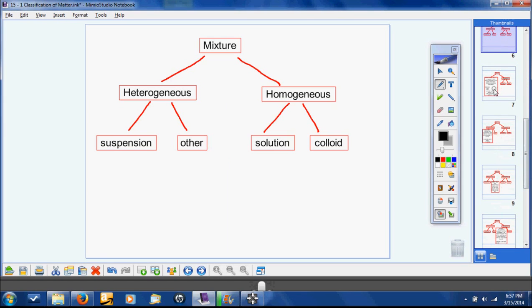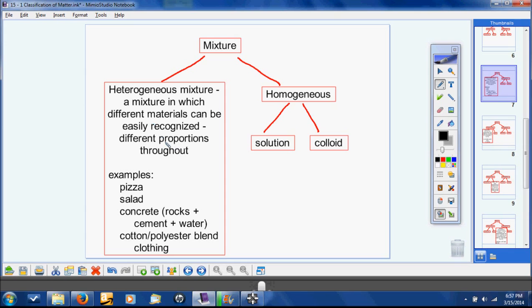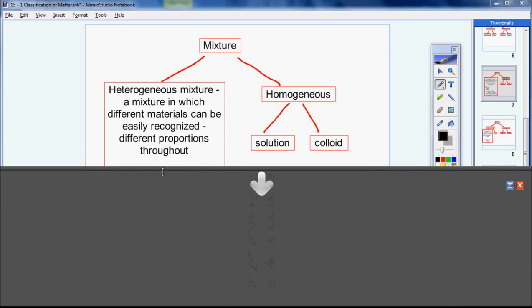More than just saying chunky and different throughout, a heterogeneous mixture is a mixture in which different materials can be easily recognized and the proportions are different throughout.